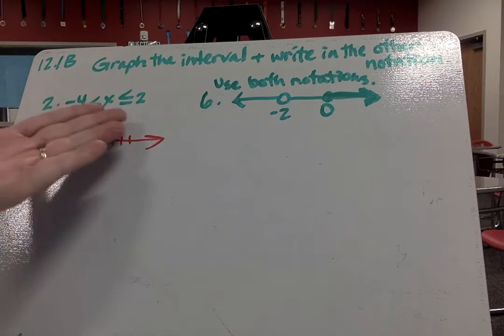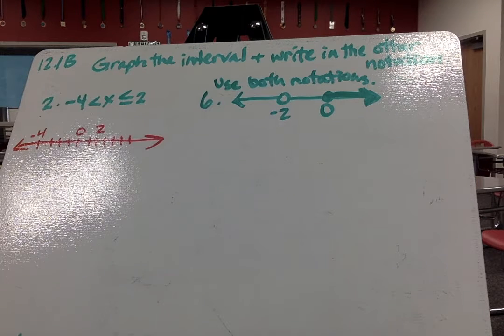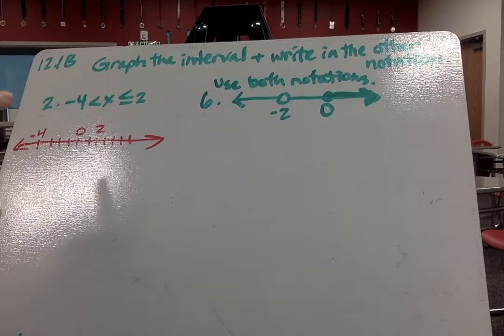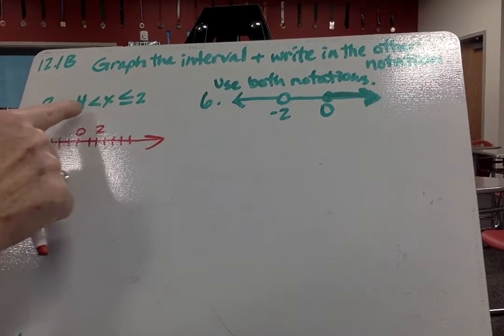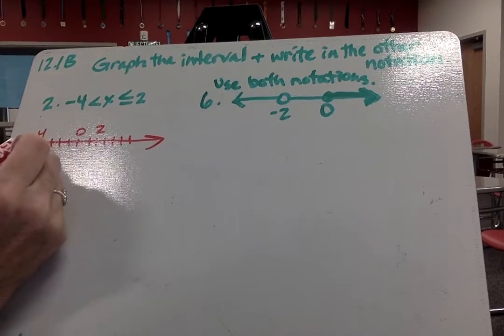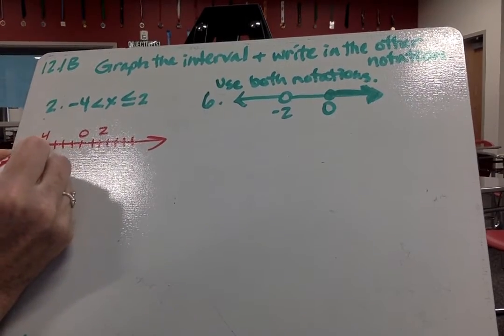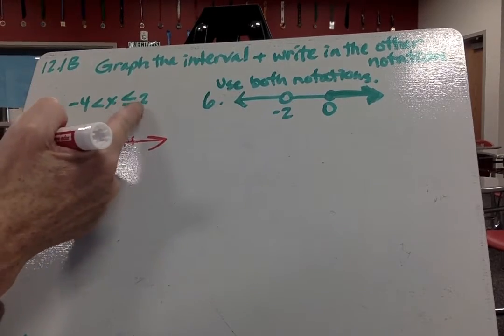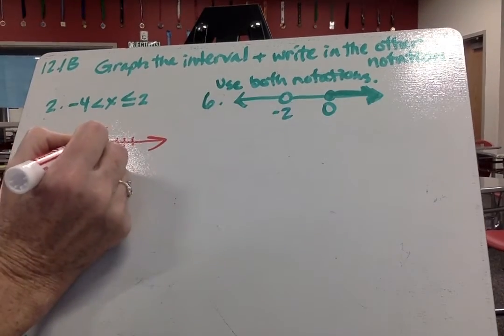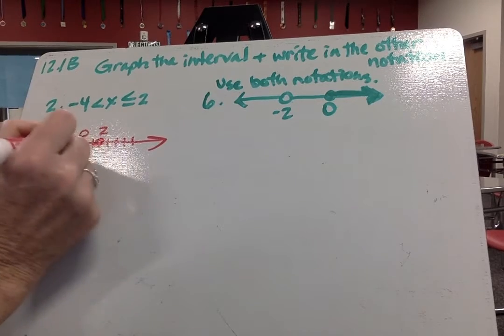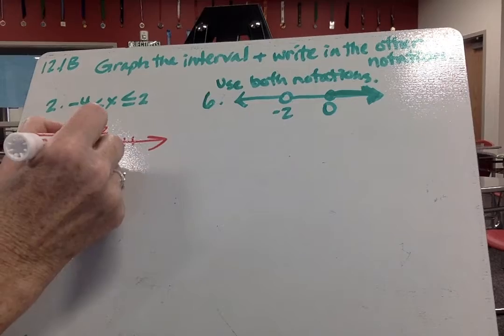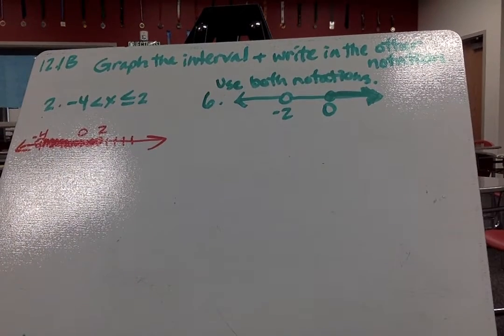So right now it's inequality notation, so we're going to go ahead and graph this. Negative 4 is less than x and it's less than or equal to 2. So if it's less than x, that means it's going to be an open dot at negative 4. And we're going to shade in between, and the biggest number is 2. So that's the greatest, and then we're going to shade everything in between. Okay, so there's the number line done that way.